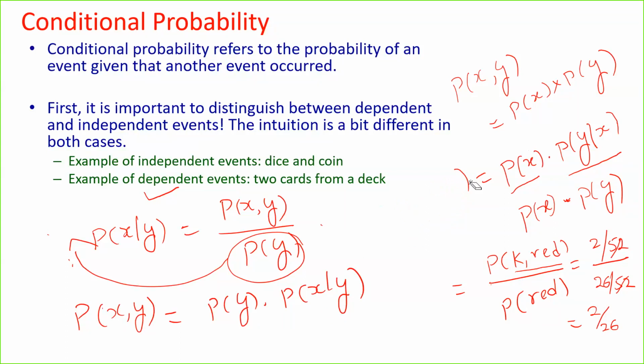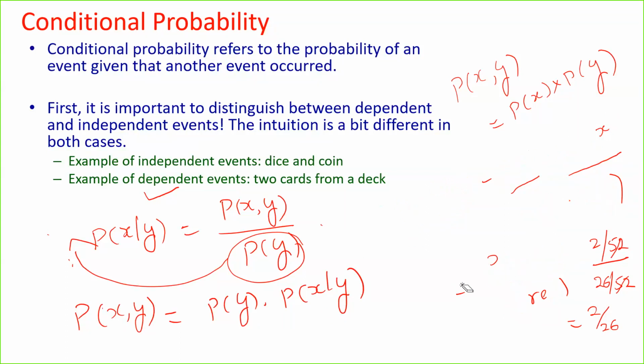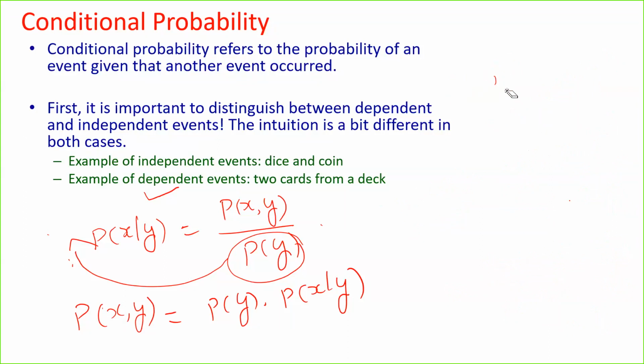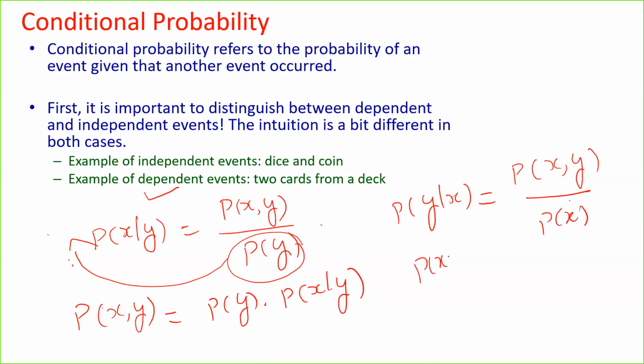Or in other words, I can also write it this way. Please let me know if you're not following it, because if you miss one thing, it is like a chain, and you will miss further things also. The probability of y given x is probability of x given y divided by probability of x. So probability of x comma y is equivalent to probability of x times probability of y given x. Am I right?